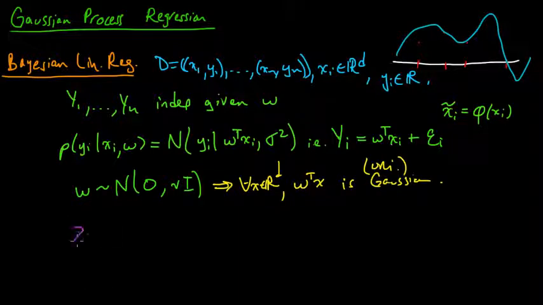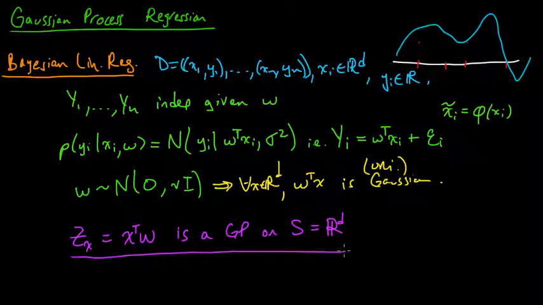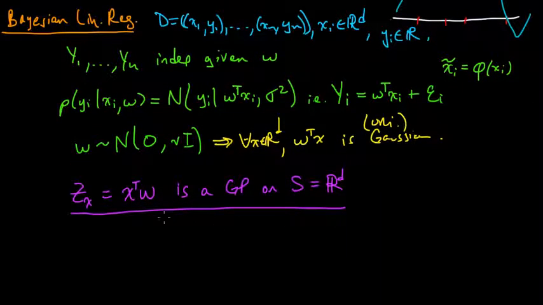So this, let's call it Zx. We've been using Z for a Gaussian process. Let's swap it around and call it x transpose W, is a Gaussian process on the set S where S is Rd. So the collection of these random variables as x ranges over Rd is a Gaussian process.